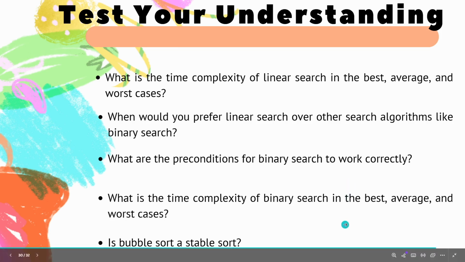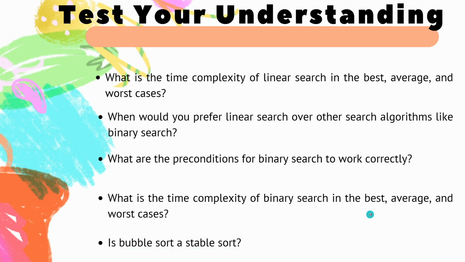The fourth question is, what is the time complexity of binary search in best, average and worst cases? The advantage of binary search is that it reduces the search space by half every time. When we talk of the best case, it should be order of 1, that is, the first time we compute the middle element, it happens to be our target element. In terms of average and worst cases, as I said before, with binary search, every time the search space is getting halved, so it should be order of log n.